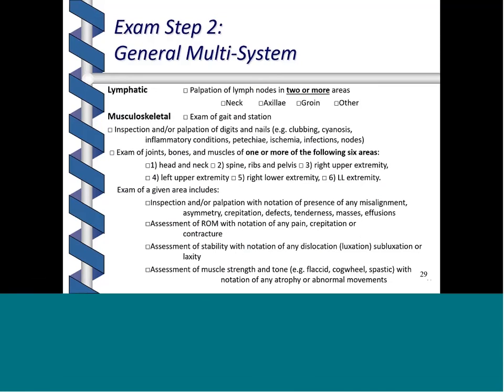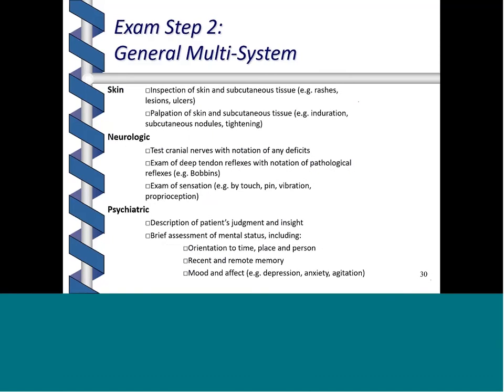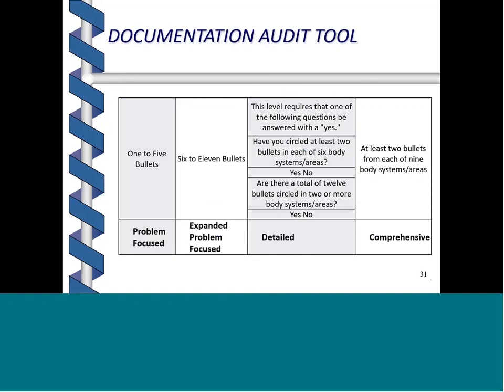Lymphatic, musculoskeletal, skin, neuro, psych. And then here's how we look at these exams again. If you did 1 to 5 bullets on any areas, it's a problem-focused exam, which is our lowest level examination. If you did 6 to 11 bullets in any of the areas, then that's an expanded problem-focused examination.